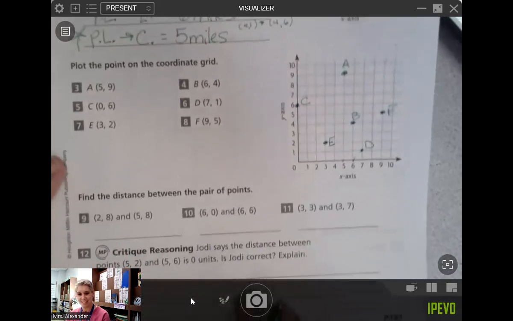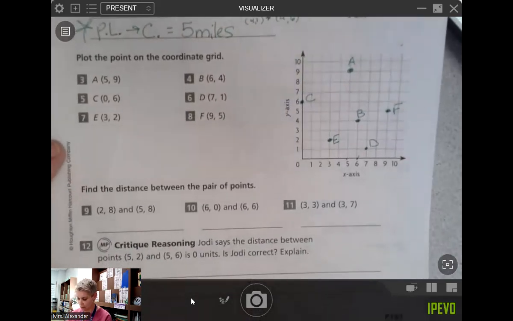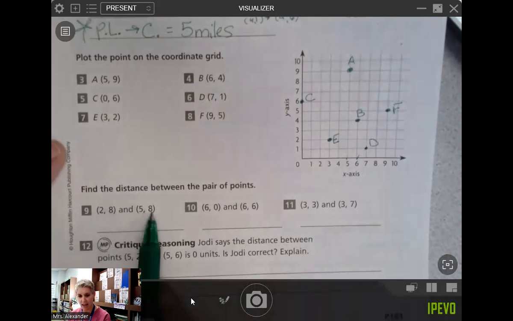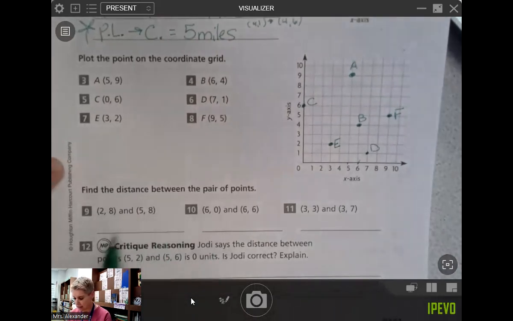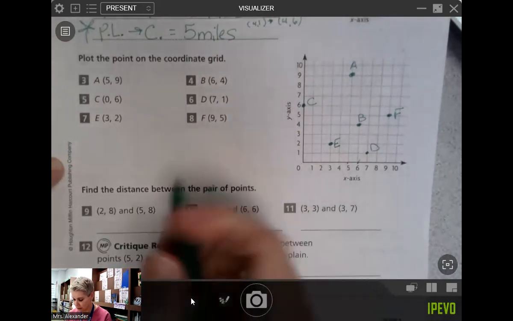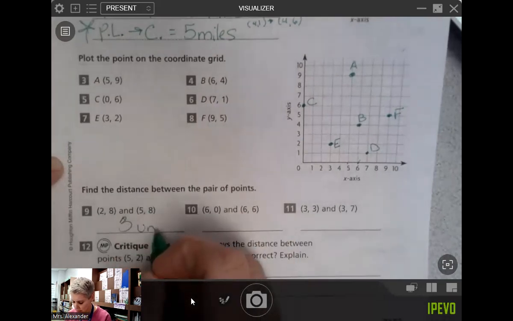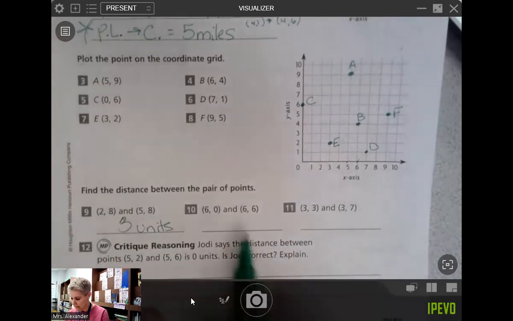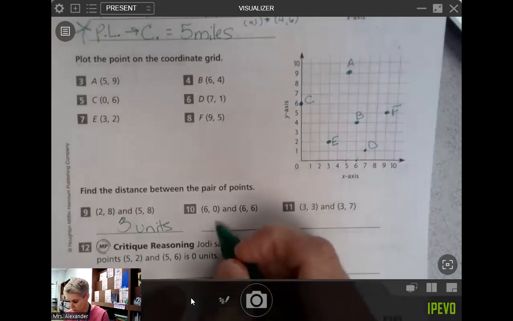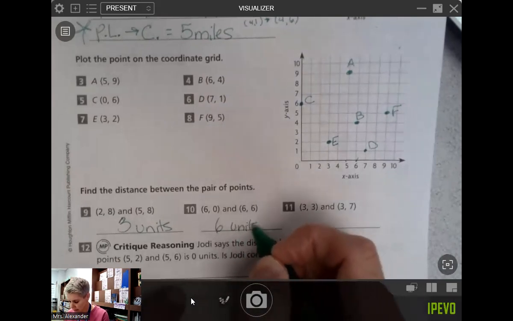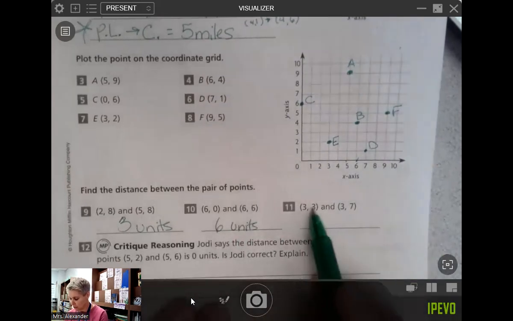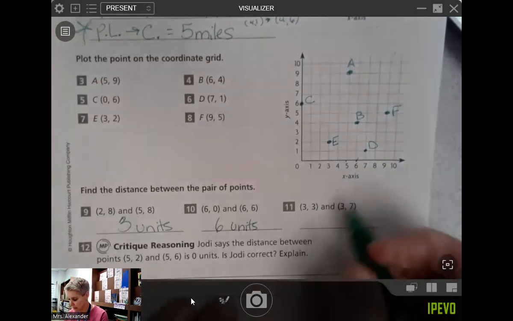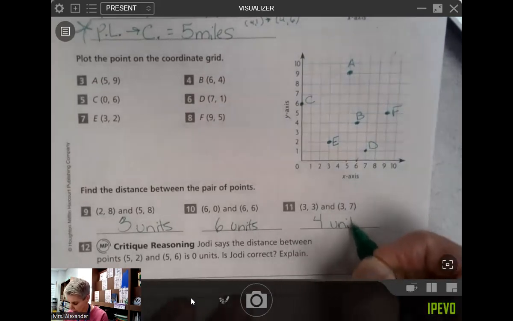All right. Distance between the ordered pairs. 2, 8 to 5, 8, like we said in class. The X coordinates are different. The Y coordinates are the same. So we'll say that this is 3 units. 6, 0 to 6, 6 would be 6 units. 3, 3 to 3, 7 would be 4 units.